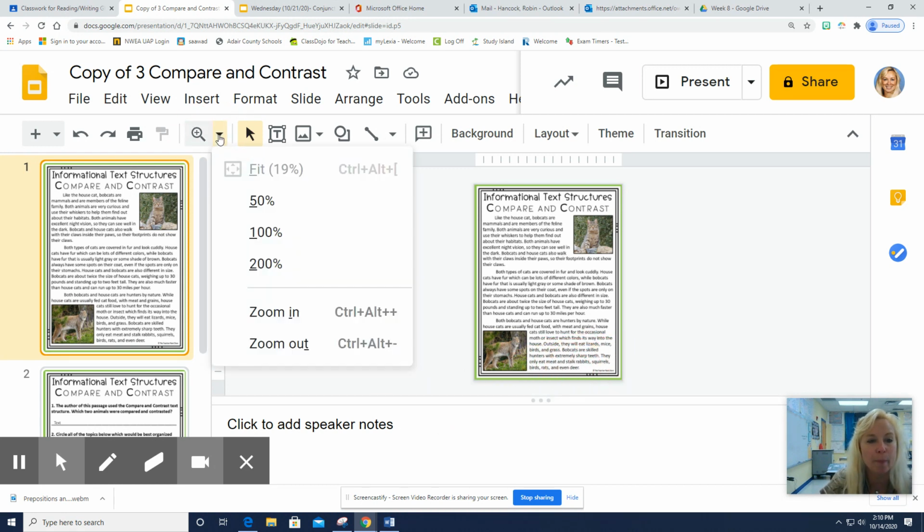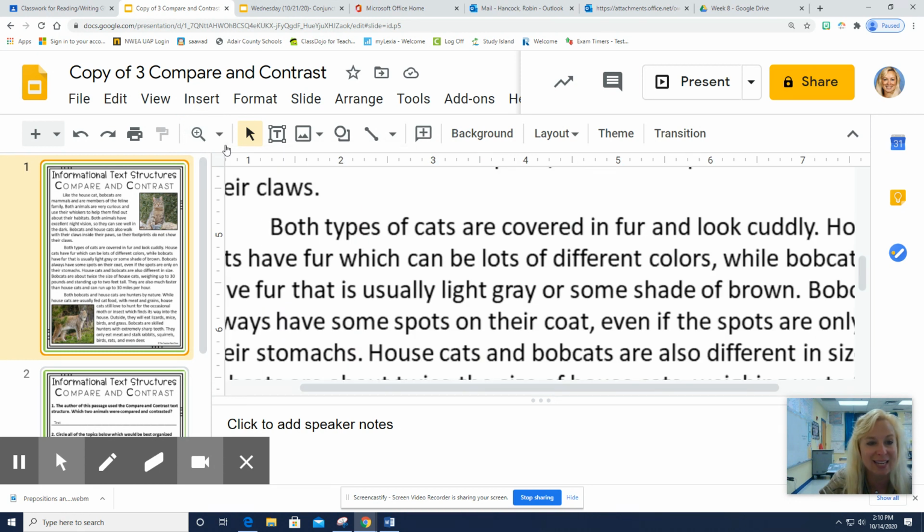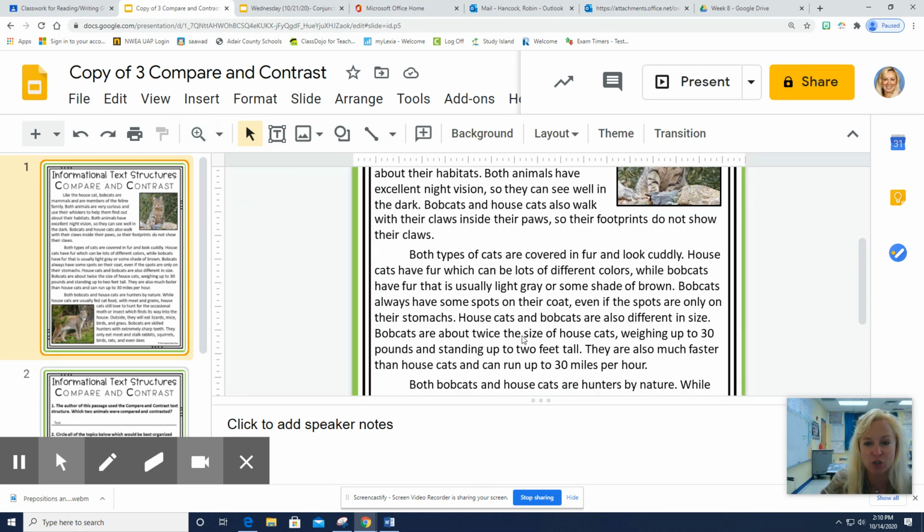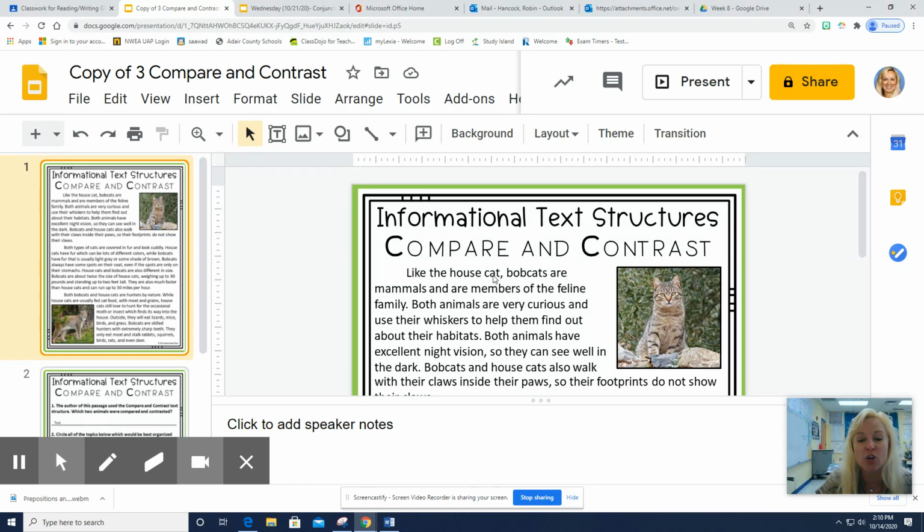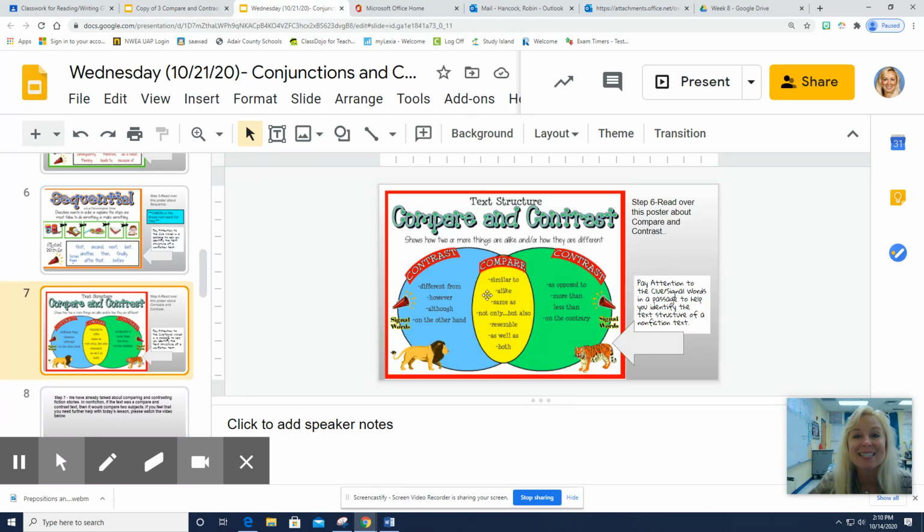So, what we need to remember is if it is the compare and contrast text structure, first, you're going to have two subjects, at least two subjects that you're going to tell how they're alike or different. The other thing to remember is we have clue words that help us decide whether it's the compare and contrast text structure. Similar, alike, same as, not only, but also, resemble, same, as well as, both.